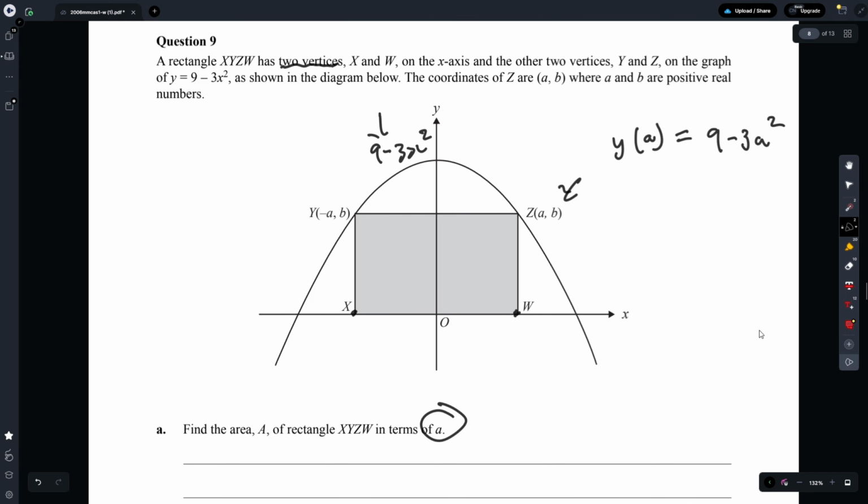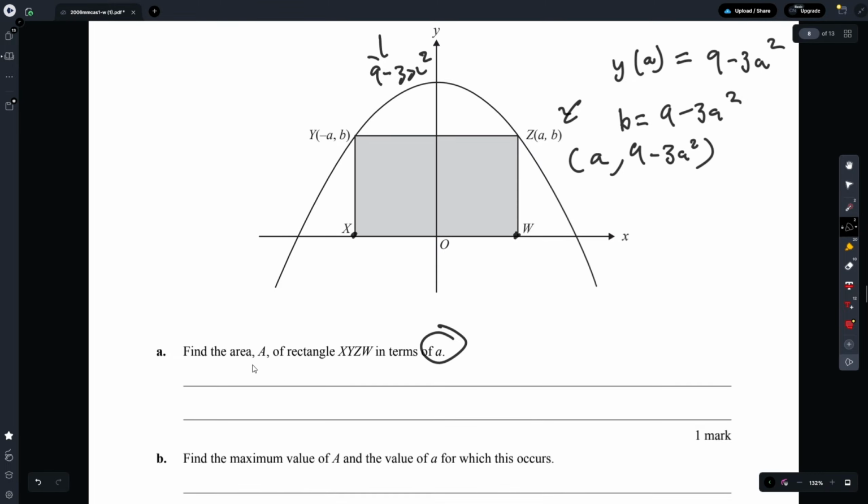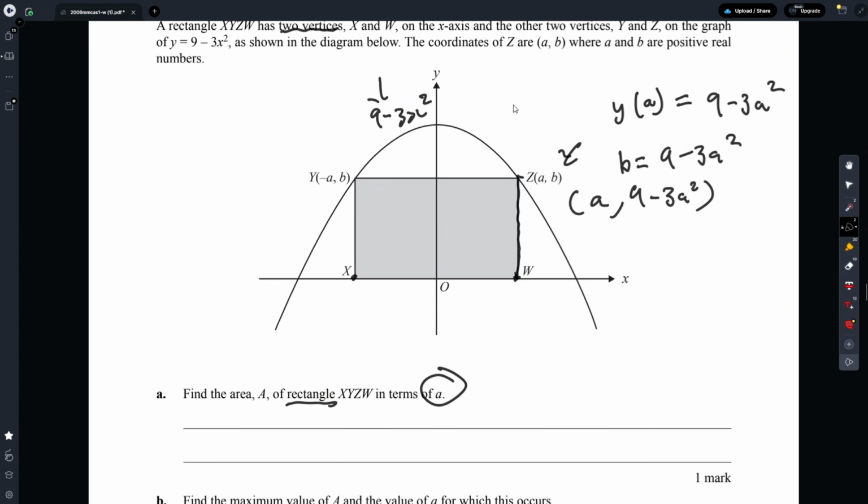9 minus 3a squared. That means that our b value, which is just the y value, is equal to 9 minus 3a squared. So another way of writing this coordinate will be a, 9 minus 3a squared. And now we can come back to this question and find the area of the rectangle. So we know this length is 9 minus 3a squared. We know this part is equal to a, as you can't have a negative length. This is just on the graph. And this part is also the a. So that combined is equal to a plus a, which is 2a.